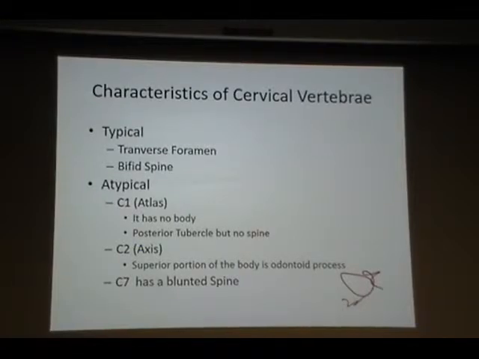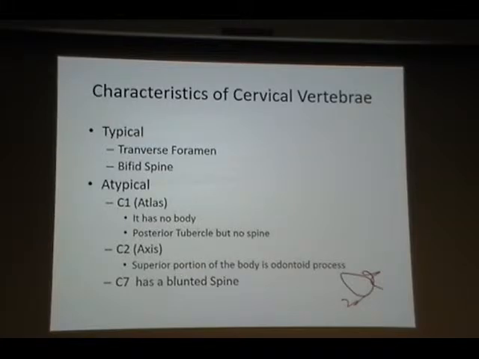C2 has this odontoid process, it's referred to as the axis. This is the superior portion of the body of the vertebra, it's associated with C2. It does have a bifid spine, by the way, okay? And it does have a transverse foramen. So the thing that it has in addition to its body is this superior vertical, tooth-like projection called the dens or the odontoid process.